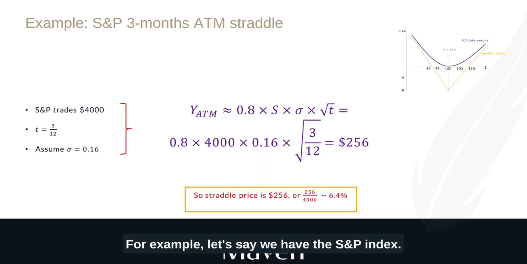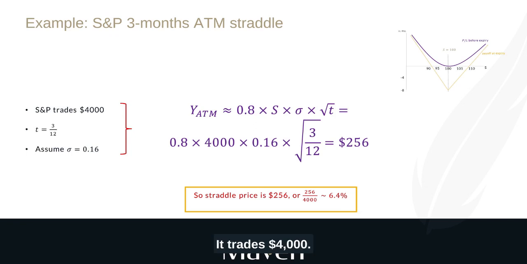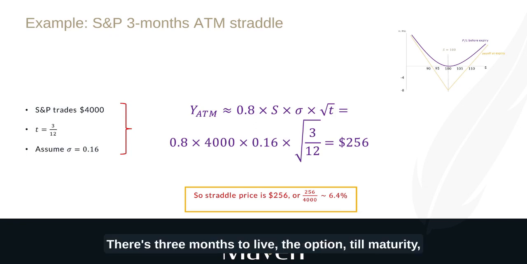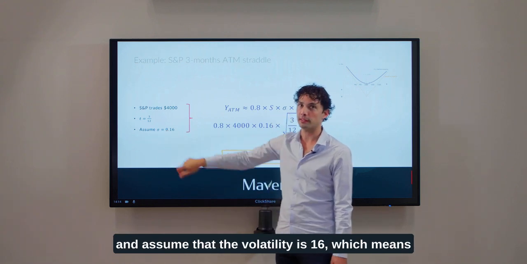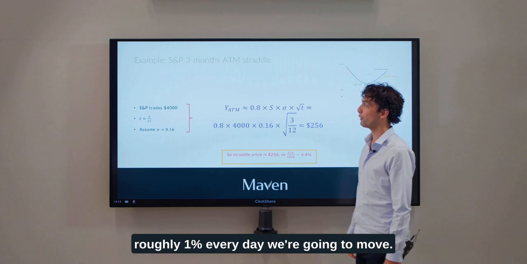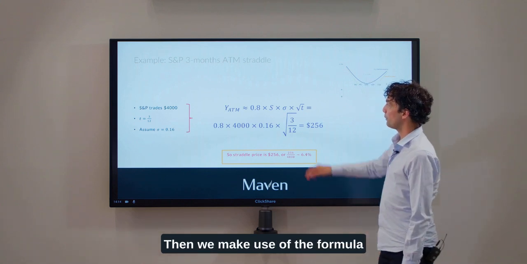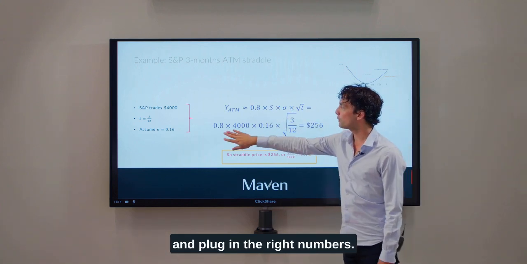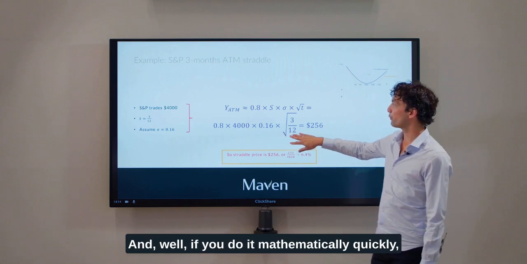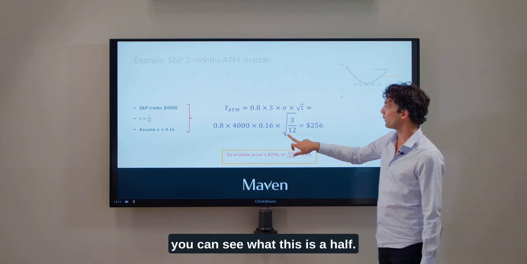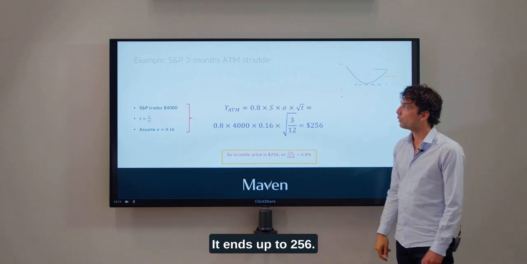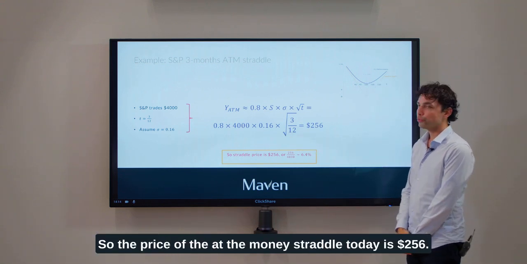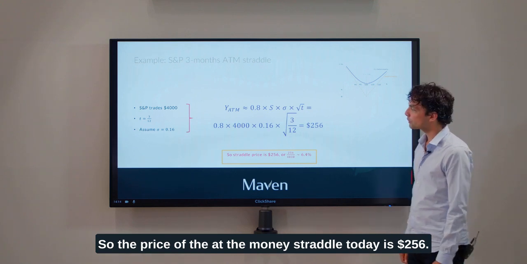For example, let's say we have the S&P index. It trades at $4,000. There are 3 months to live until the option's maturity, and assume that the volatility is 16, which means roughly 1% every day we're going to move. Then we make use of the formula and plug in the right numbers. And, well, if you do the math quickly, you can see that this is a half and this is 0.16. It ends up at 256. So the price of the at-the-money straddle today is $256.